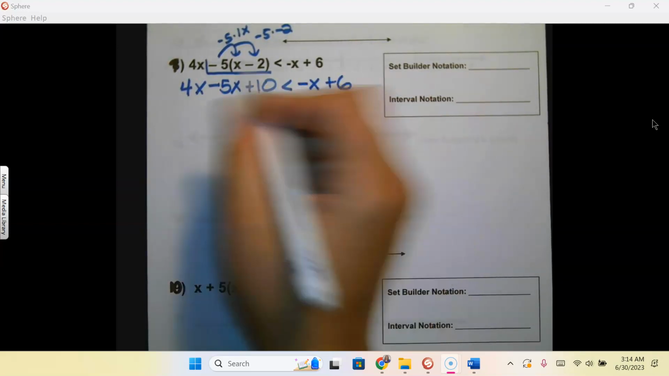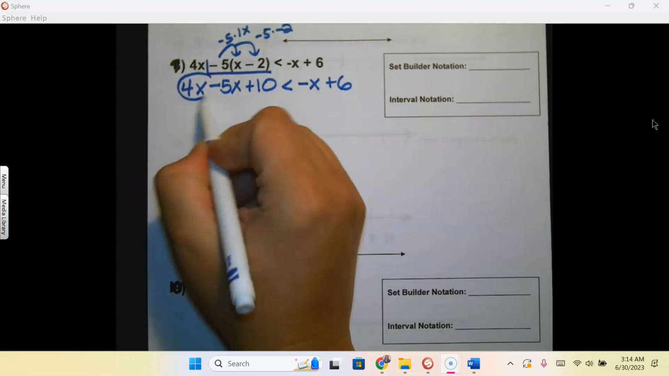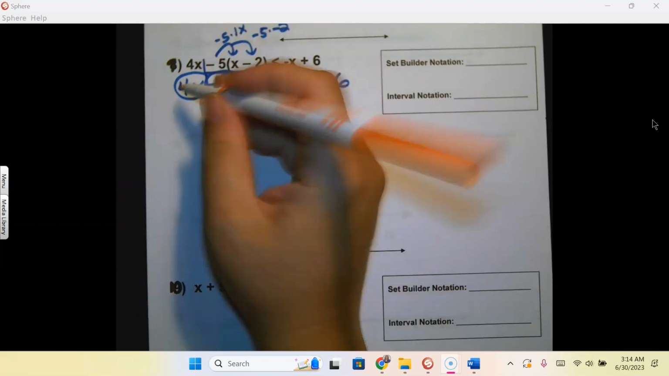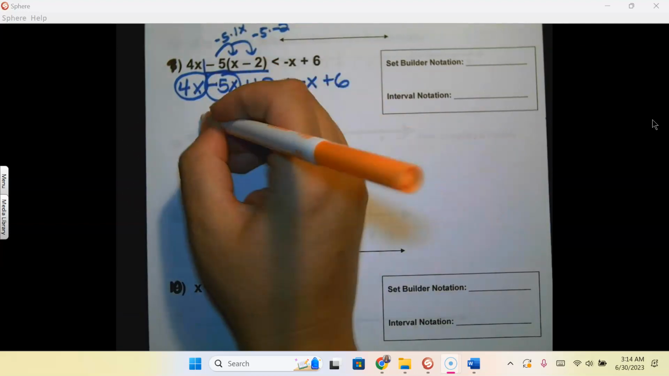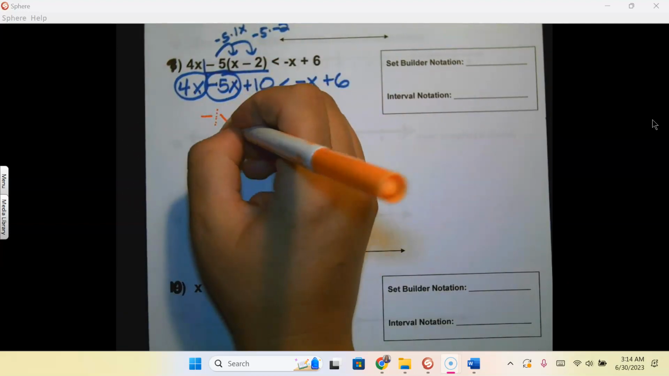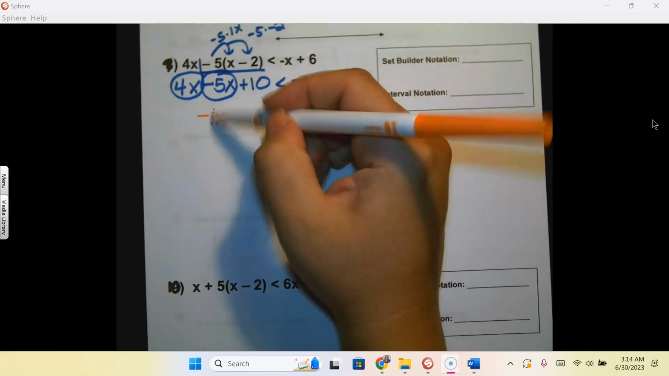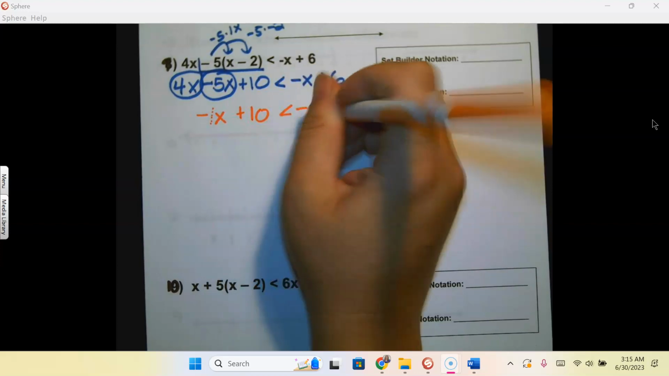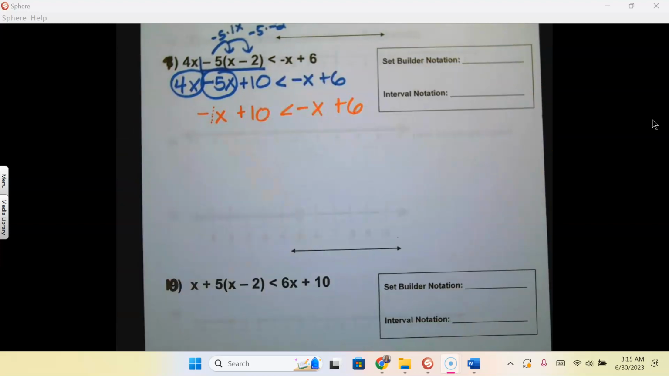And we can still simplify here by combining like terms. So 4x, so 4 minus 5 is negative 1x. You can write a negative 1 there or not, it's up to you. And then after we're done simplifying, we only want one variable in the problem.